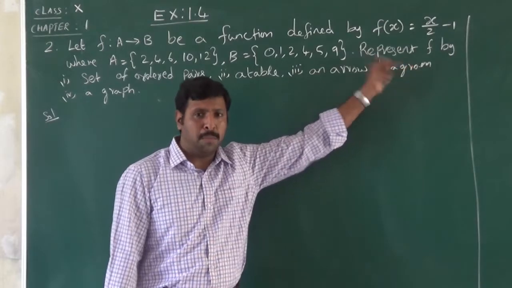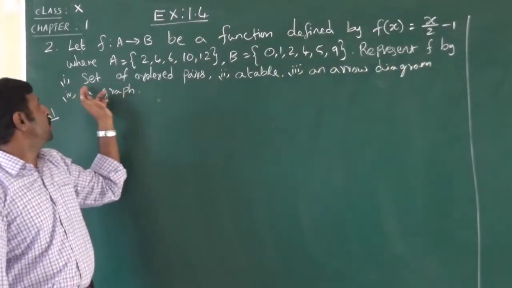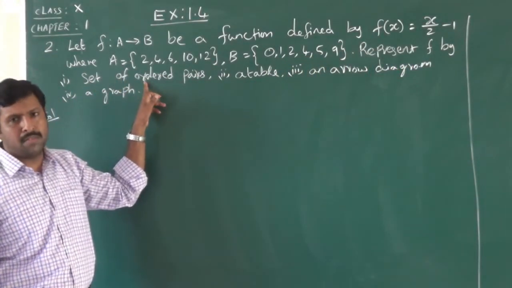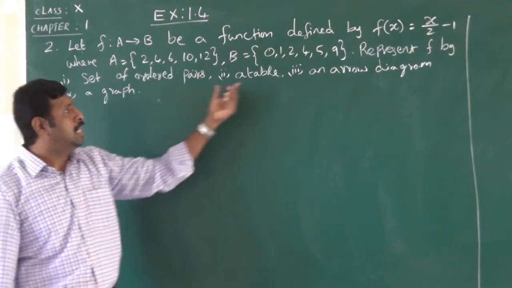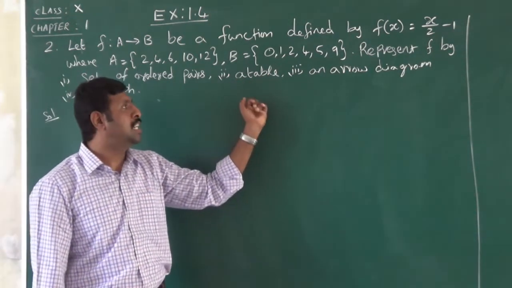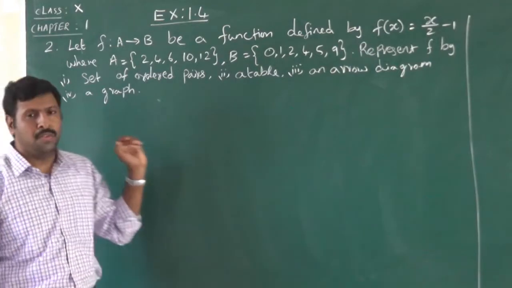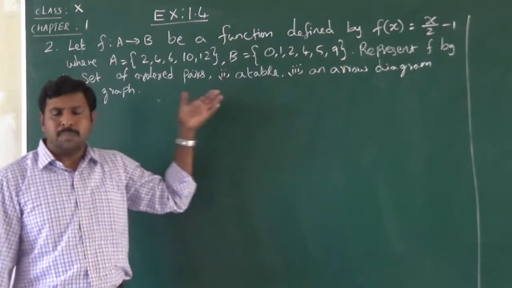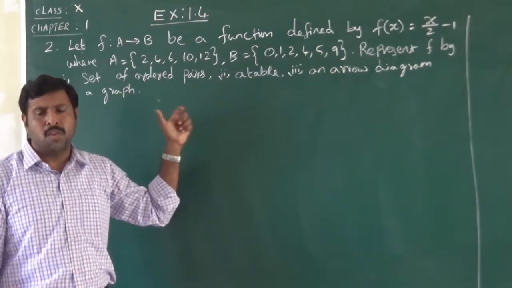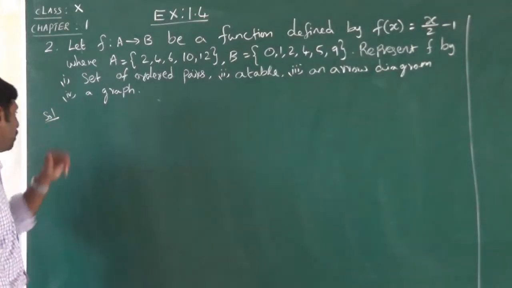Represent the function f by, first, a set of ordered pairs, second, a table form, then an arrow diagram, and then a graph. The given function can be represented in these forms. We want to write the representation.